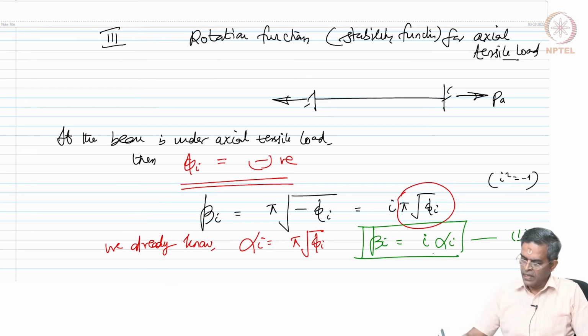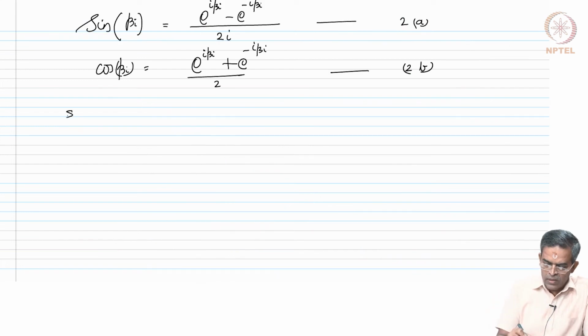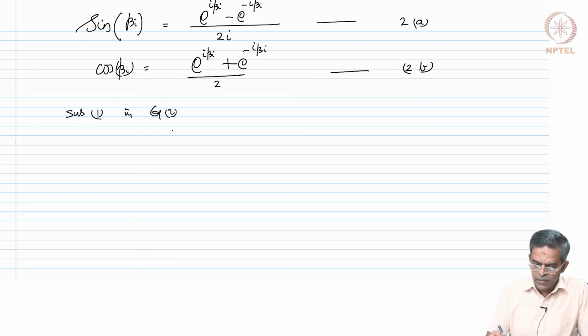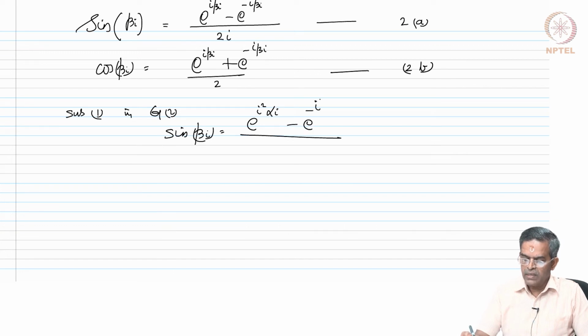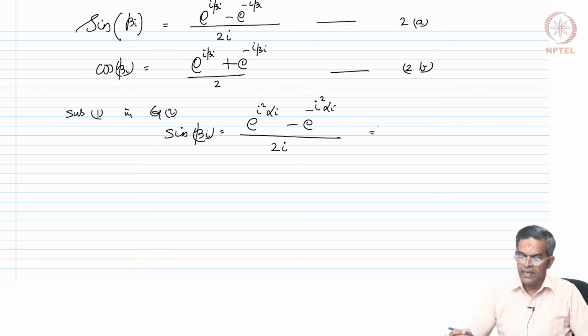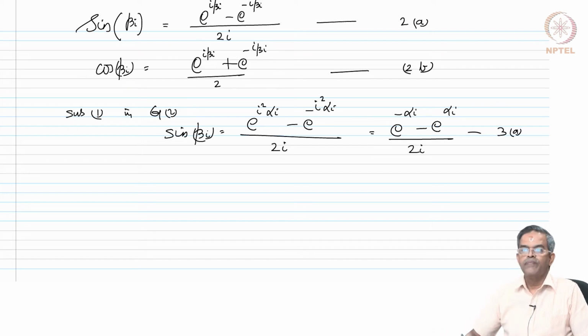We know that beta I is I alpha I. So, substituting 1 in equations 2, what do we get? We get the following: sin beta I is (E to the I square alpha I minus E to the minus I square alpha I) by 2I, which makes this (E to the minus alpha I minus E to the alpha I) by 2I. We call this equation 3a now.